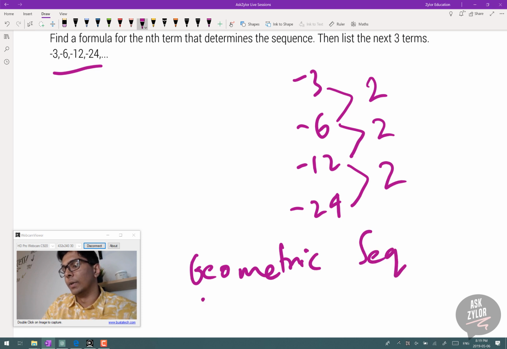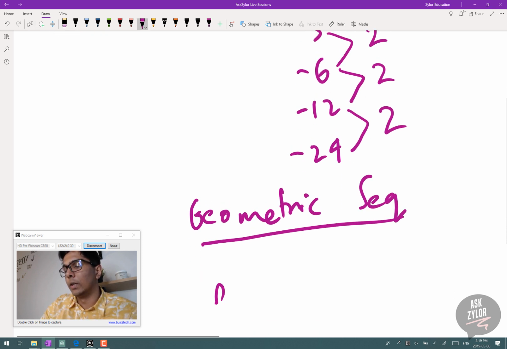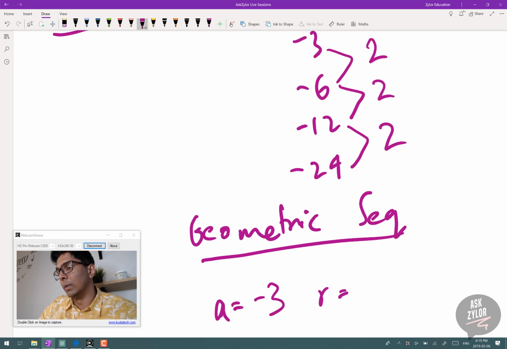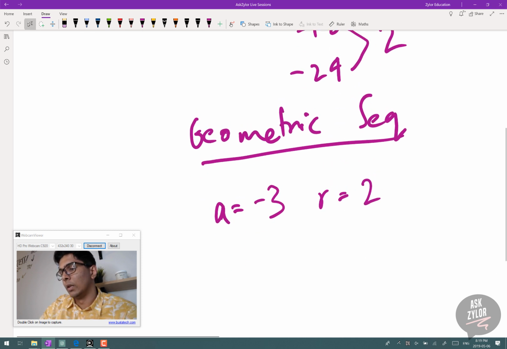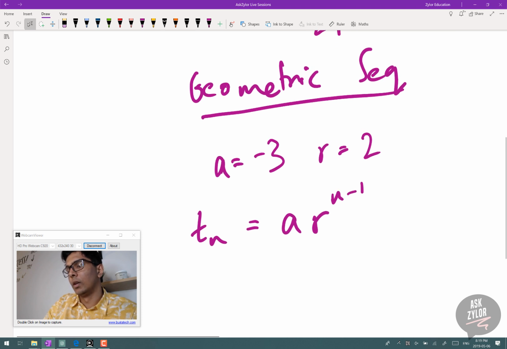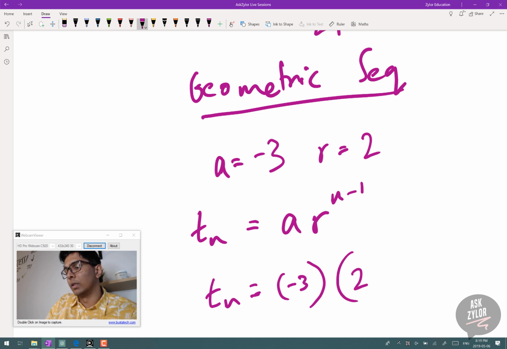So my factor stays the same, so that tells me I have a geometric sequence. Right, if it's a geometric sequence, I need an initial amount, which is my a value. In this case, my initial amount is -3. And I need a ratio, how much it is being multiplied by, and that is a factor of 2. So then for an equation, I say Tn is equal to a times r to the power of n minus 1. So then I can say Tn is equal to a, in this case -3, my r is going to be 2, to the power of n minus 1.